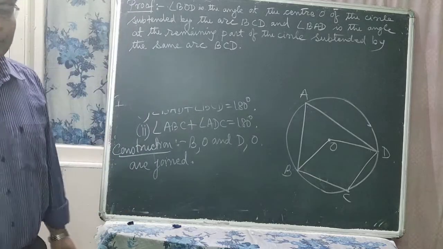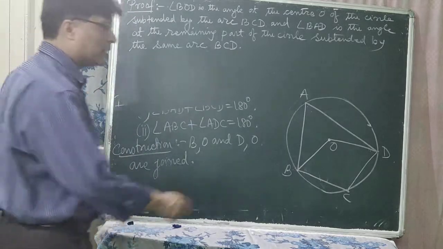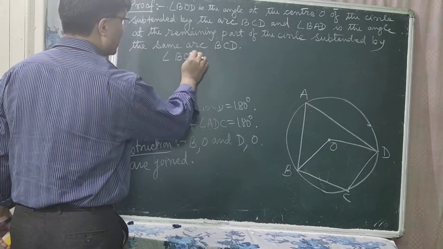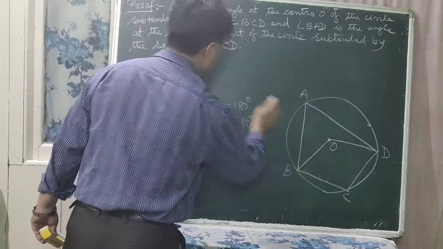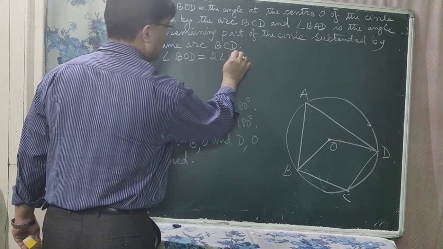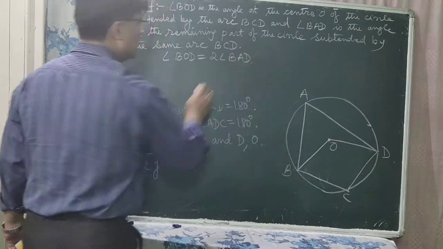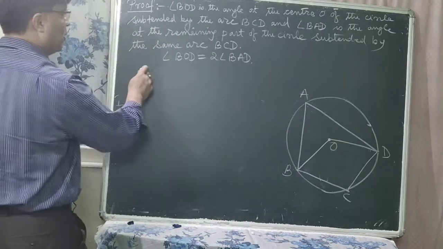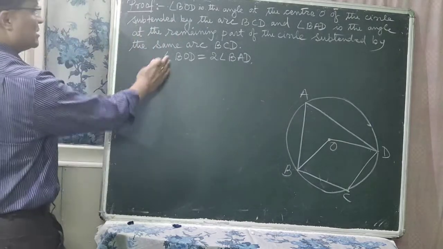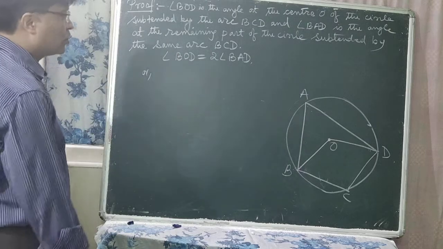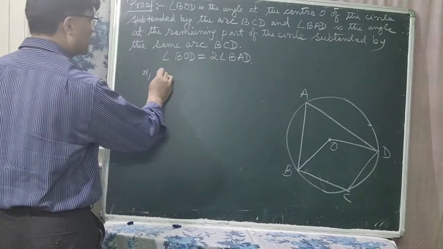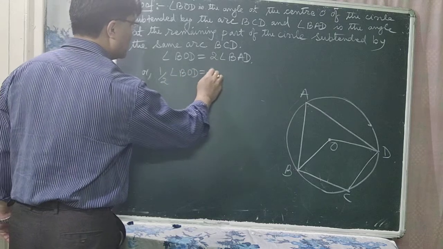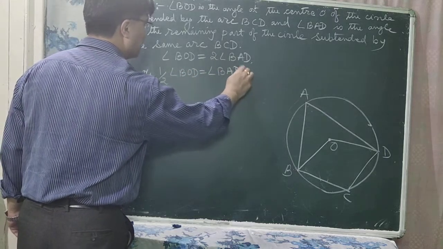So we are using the previous theorem now. So from the previous theorem, what can we write? Angle BOD is equal to twice angle BAD. Is that clear? Now take this two to the left hand side. So what do we get? If we take this two to the left hand side, it becomes half angle BOD is equal to angle BAD.